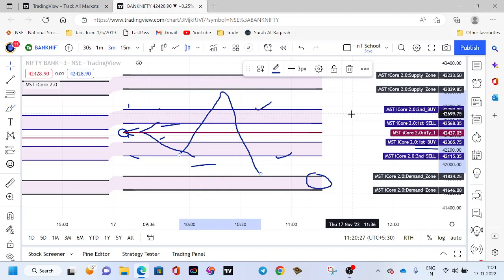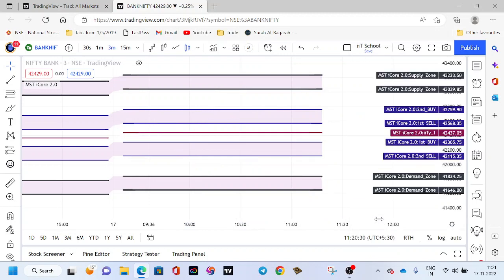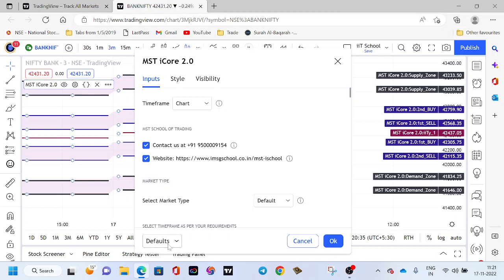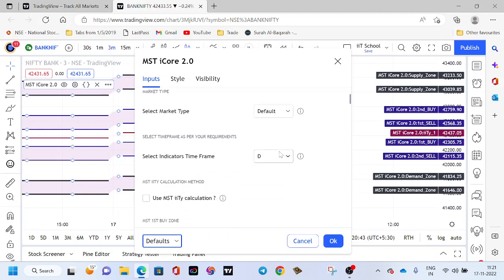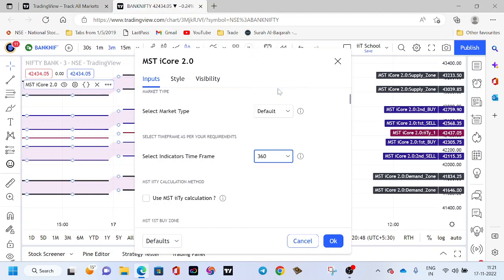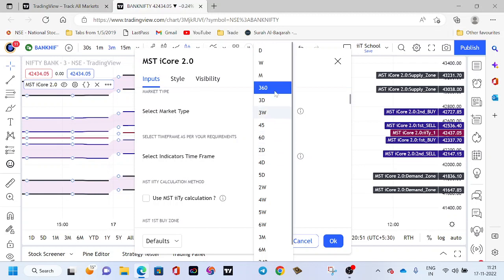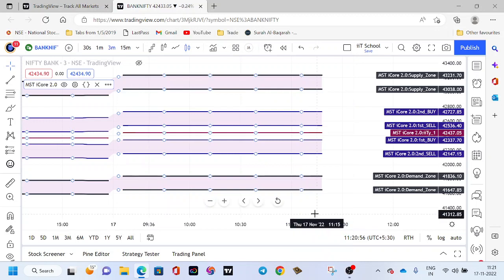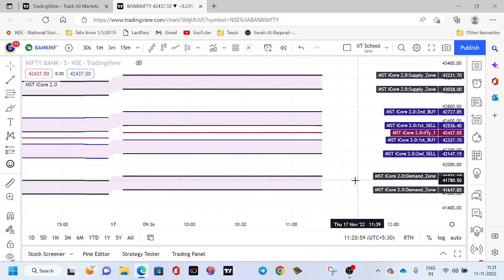So let me explain in the live market today what has happened. Once the market has opened, you come here to this indicator part and give reset settings. If you are trading in the NSE market, keep the default and change to the 360 time frame. By default we have to use D only, but why I am telling you to change to 360 is because as per the results we have been studying, the 360 is working well for the NSE market, especially in Bank Nifty.